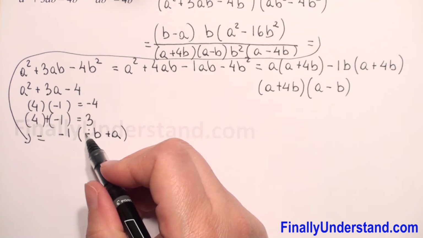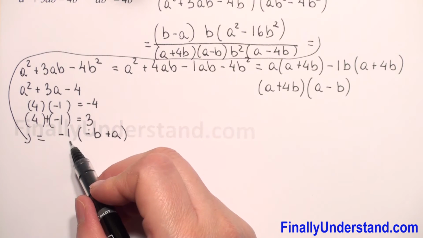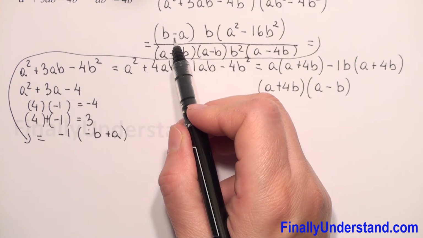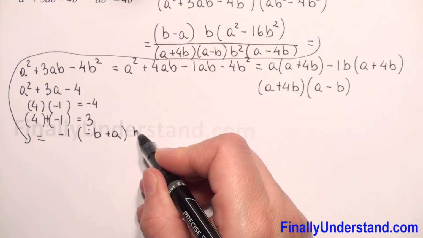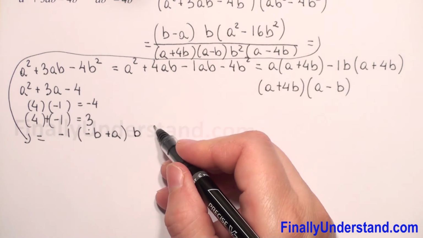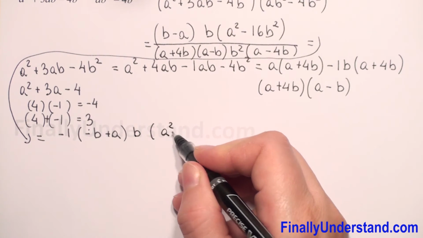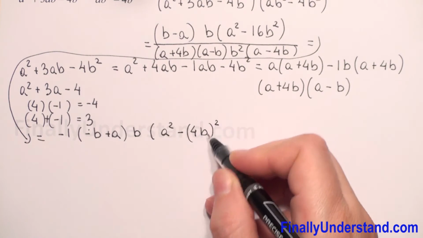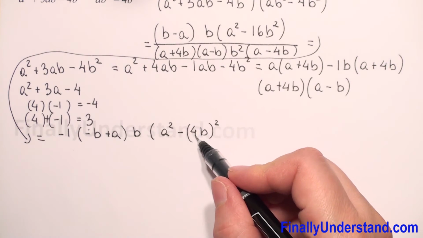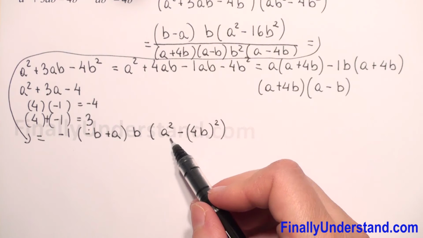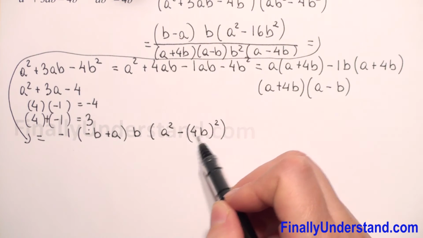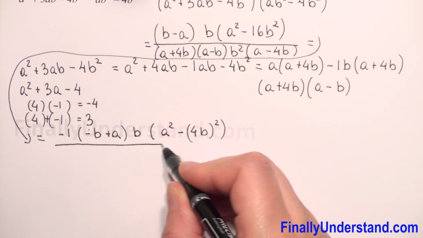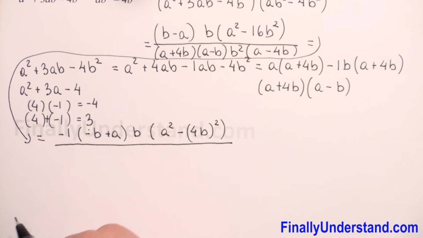When I multiply the expression in parentheses by negative 1, I will have exactly the same as what we have here, b minus a, and we have b. In the second parenthesis we can rewrite that this is a squared minus 4b to the second power, because 16b squared is 4b to the second power. So now we have the difference of two perfect squares. We can use this formula and we will copy our denominator.